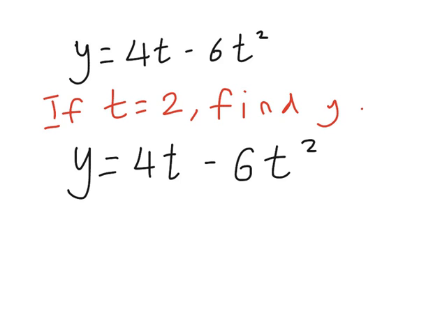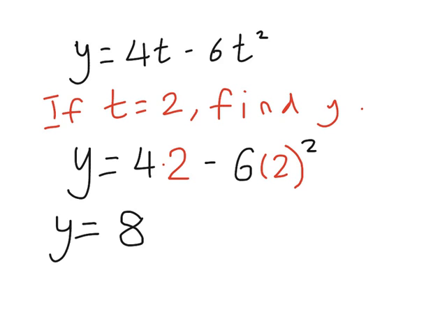And now I know that t is 2. That means that I can erase the t like this and put in 2, because t is 2. I put a multiplication sign there because in math, if there's no symbol, it's multiplication. Same here, I erase the t and I write 2. Next, we simplify. 4 times 2 is 8. And now we have 6 times 2 squared.